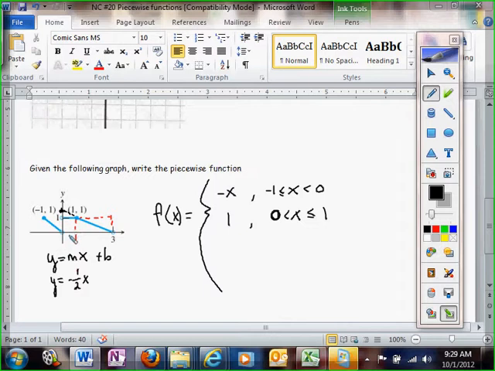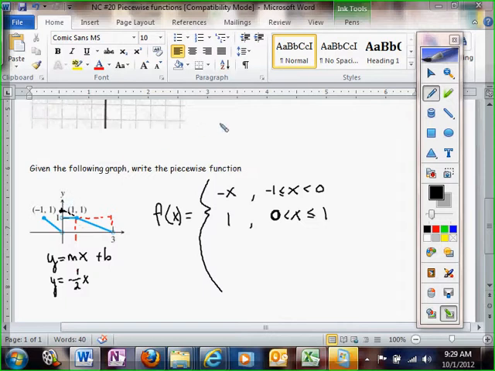I do know a couple of things. I know that the slope is negative 1/2, and I know that the point 1, 1 is on the graph, and I know that the point 3, 0 is not on the graph because it's open, but it would be on the line if the line continued forever. But I do know that the point 1, 1 is on the graph. So there's two ways that I could do this.